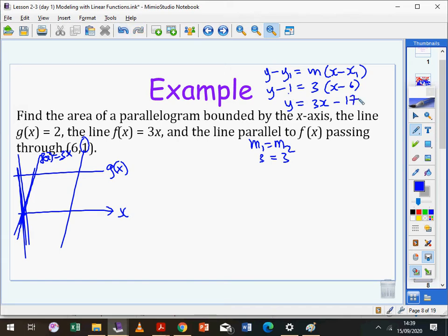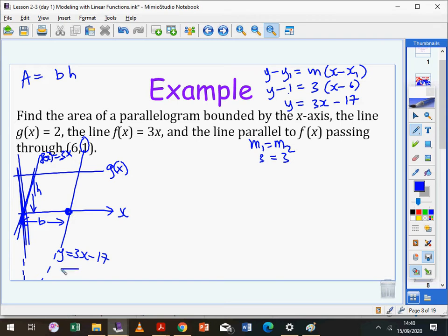I know that that's the equation of this line, 3x minus 17. It makes sense because I know that this line will intersect with the y-axis at a value that's negative 17. Alright, so I'm trying to find the area of this parallelogram. I know that the area of a parallelogram is equal to base times height. So that means I need to know this base, and I also need to know this height. Right? Alright, I'm going to find the base by finding the x-intercept of this equation.